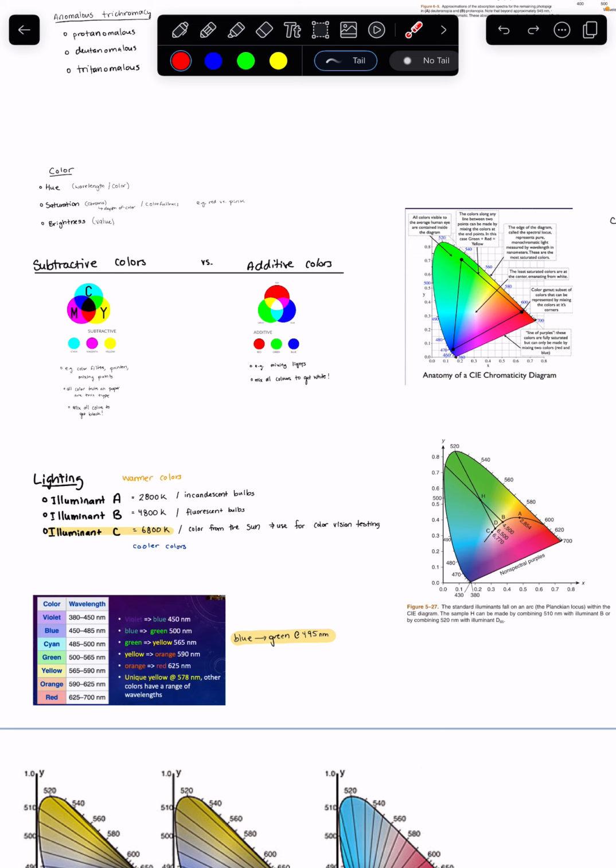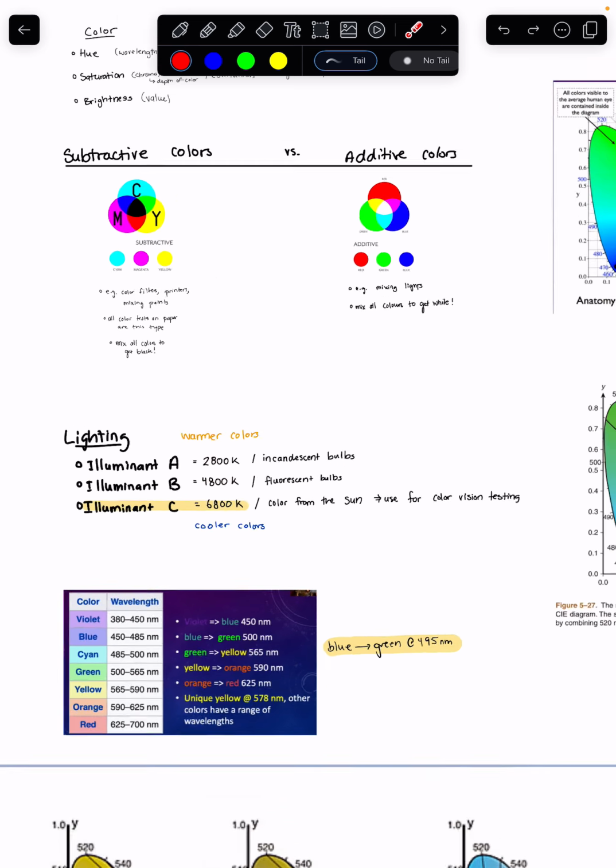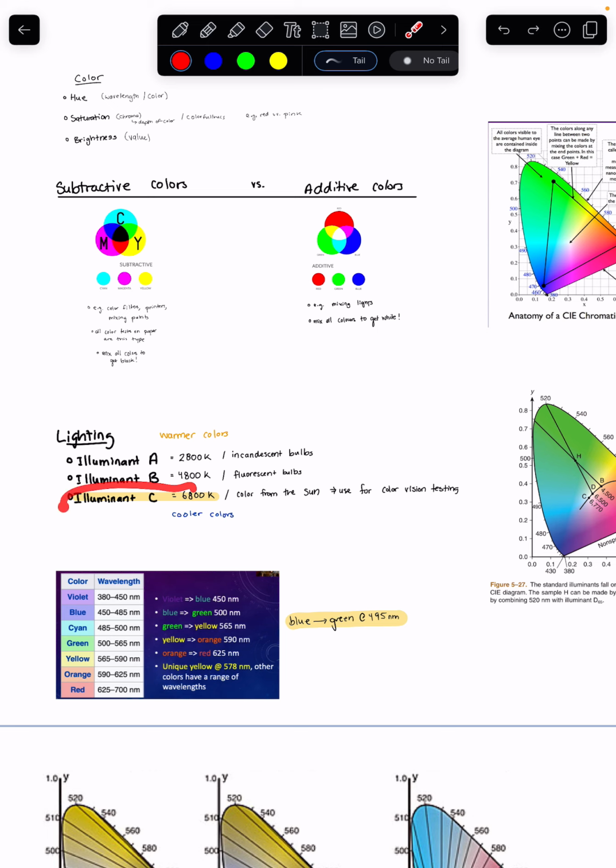And so what we want to do when we're testing color vision is use as close to white as we can. So we want to be using illuminant C. You definitely want to know these numbers here, that illuminant C is 6800 Kelvin, right? And you want to know these numbers as well. And we want to test with illuminant C.